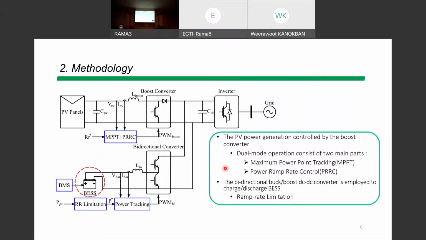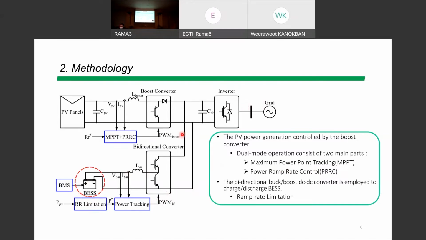This research used this circuit configuration to verify the proposed effect of flexible power control on battery performance with nonlinear parameters. It consists of PV panels, a boost converter with dual mode operation. Dual mode operation consists of 2 main parts: maximum power point tracking, or MPPT, and power ramp rate control, or PRRC. And the bidirectional converter with ramp rate limitation, battery management system, and the inverter.